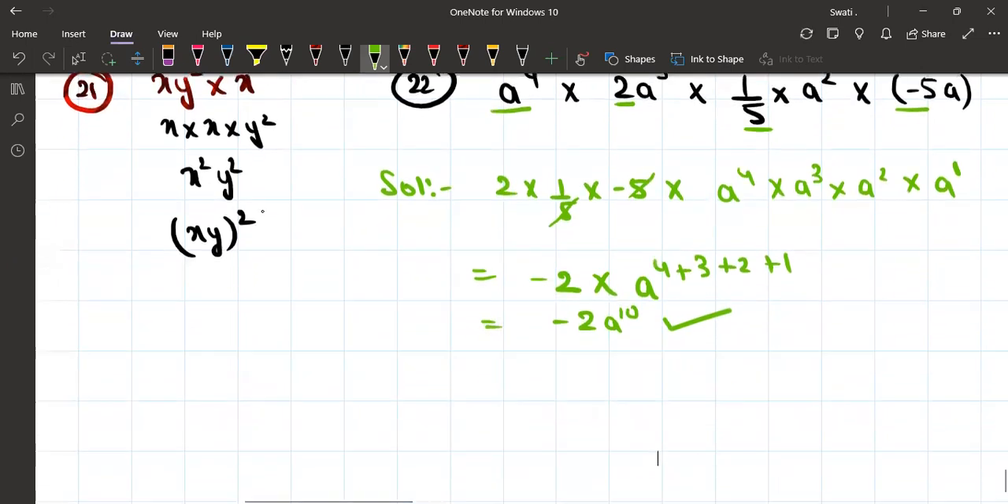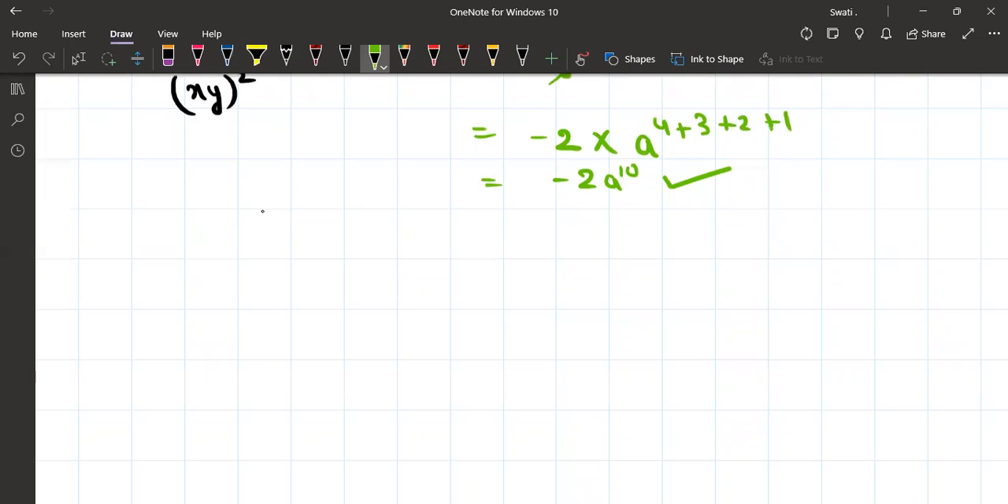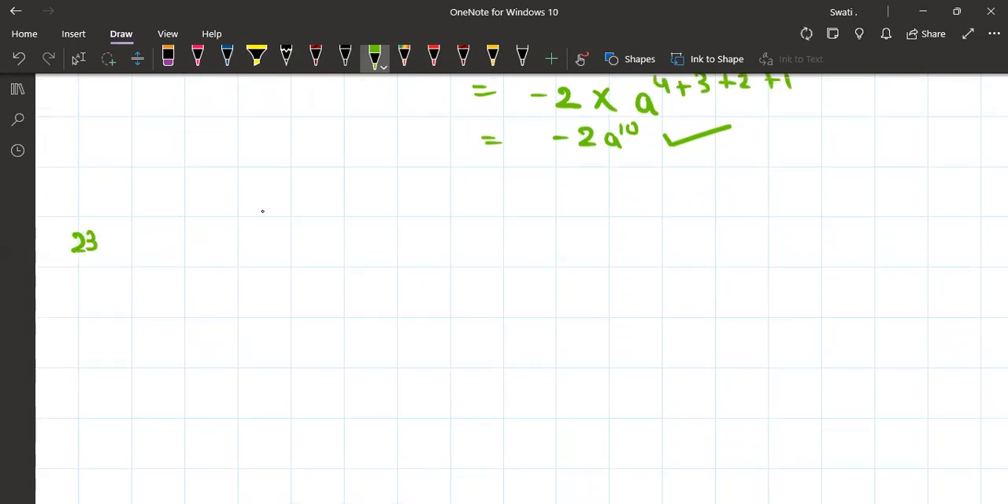Okay, so this is the 22nd question. As I said, this is not at all difficult. Now we can do the 23rd question. In the 23rd question, we have to find the product again. In this question, it is a little different.